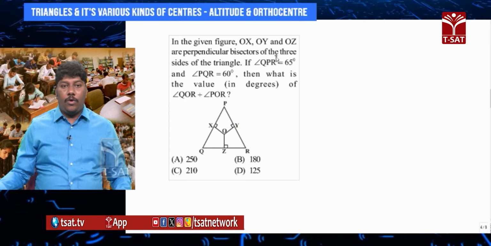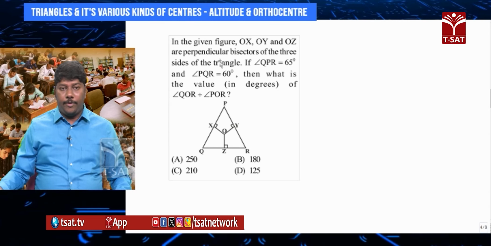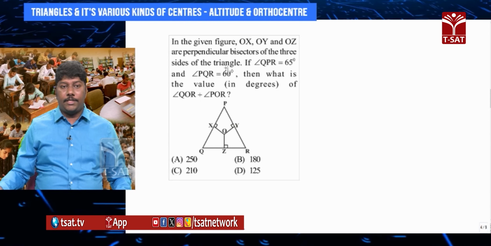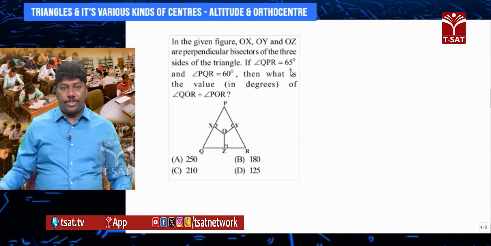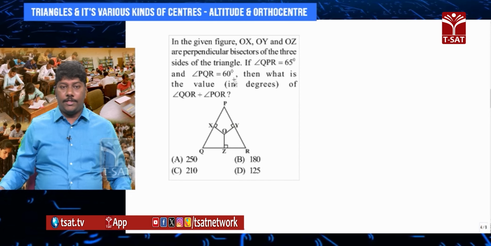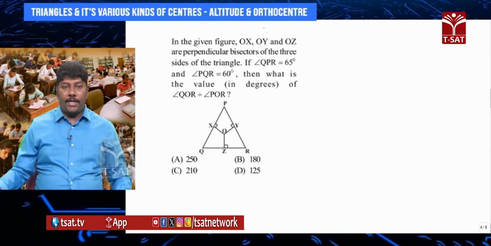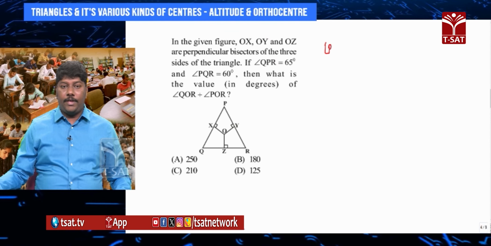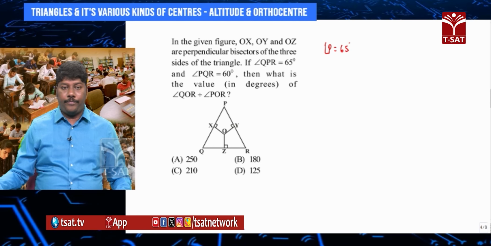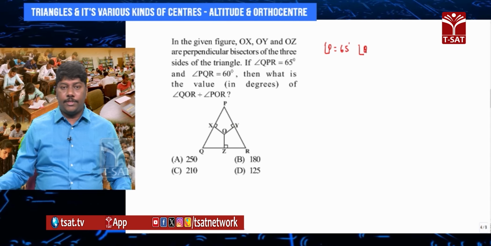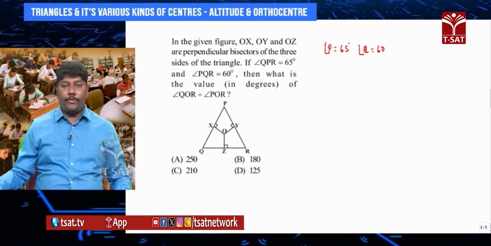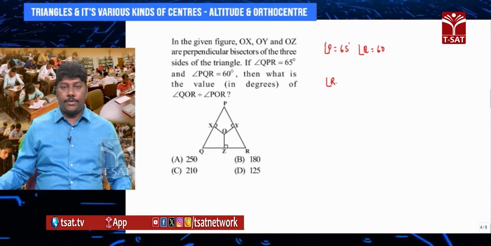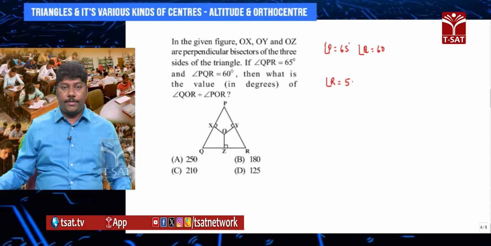In the given figure, OX, OY, OZ are perpendicular bisectors of the 3 sides of the triangle. Angle QPR is 65 and PQR is 60. QPR is nothing but angle P. Angle P is equal to 65. Angle Q is equal to 60. The sum of these two angles becomes what? 125. Therefore, angle R is equal to 55 degrees.